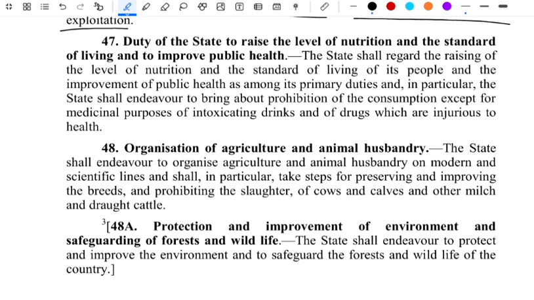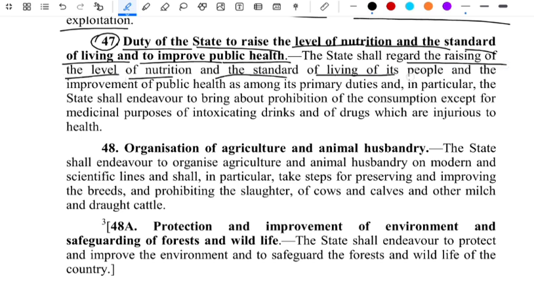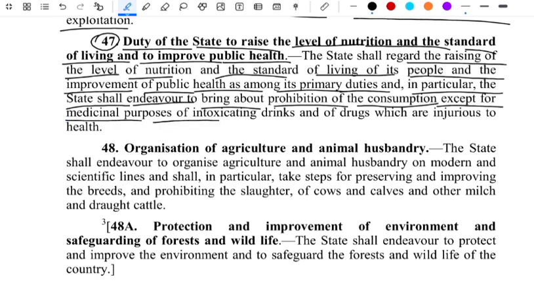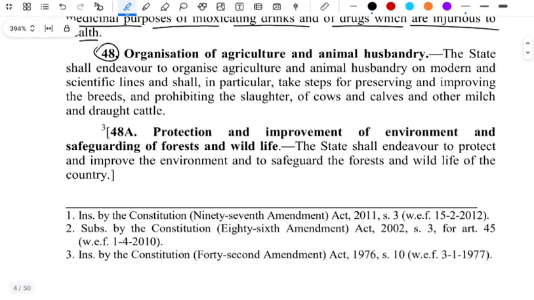Next is article 47, the duty of the state to raise the level of nutrition and the standard of living and to improve public health. The state shall regard the raising of the level of nutrition and the standard of living of its people and the improvement of public health as among its primary duties, and in particular the state shall endeavor to bring about prohibition of the consumption, except for medicinal purposes, of intoxicating drinks and of drugs which are injurious to health. Then article 48 says the organization of agriculture and animal husbandry.